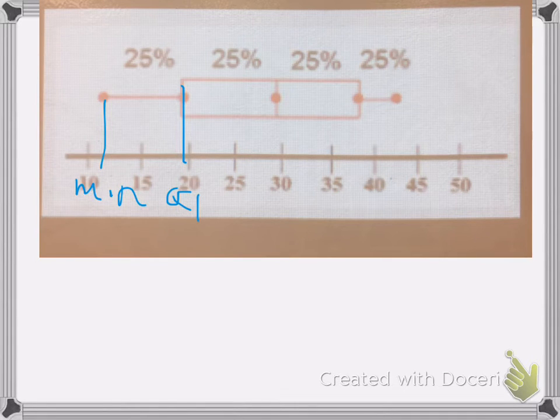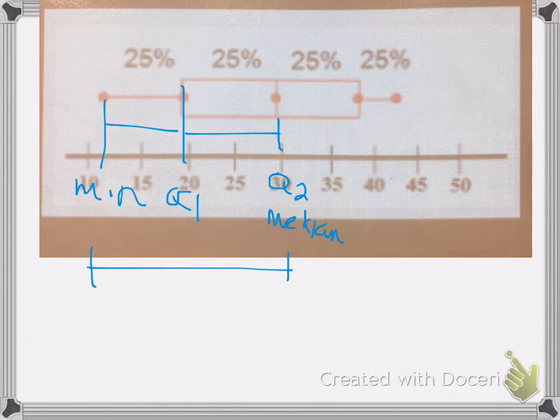So from your min to your Q1, there's 25% of your data. Now from Q1 to the median, which is also Q2, you've got another 25% of your data. So from your min to your Q2, you have 50% of your data. Now from Q2 to Q3, or quartile 3, you've got another 25% of your data.